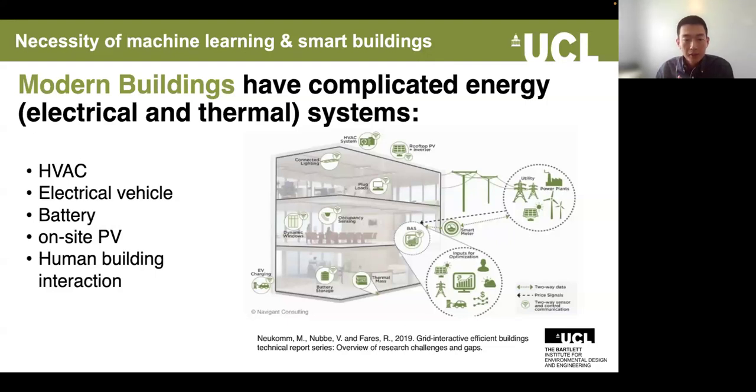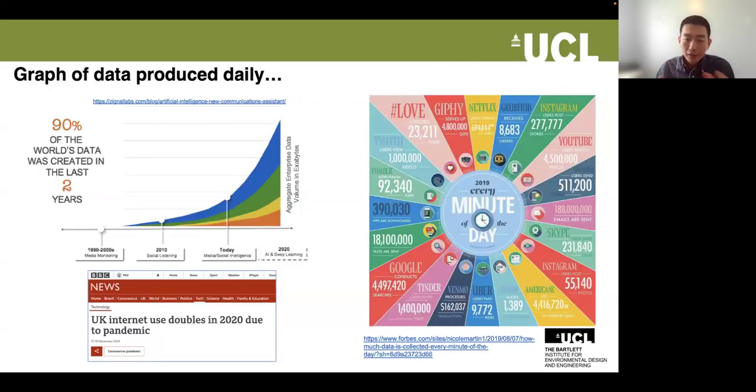Next slide, please. Now this is the story of smart buildings. If we move to the machine learning domain, if you see the left-hand side figure, over 90% of data was generated in the past 2-3 years. If you see the right-hand side, there are more examples of this huge amount of data.